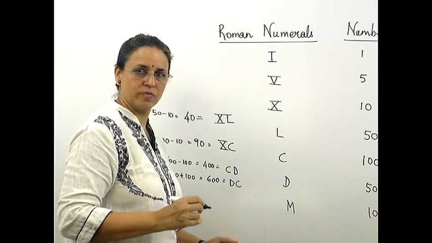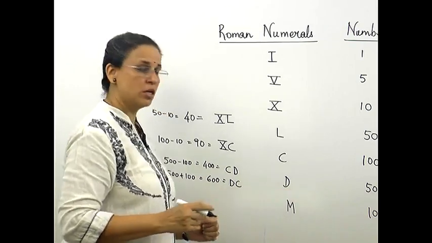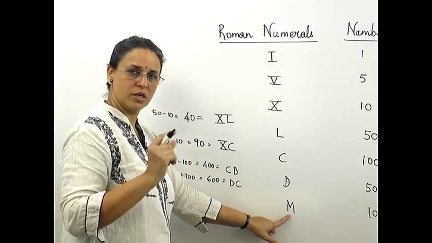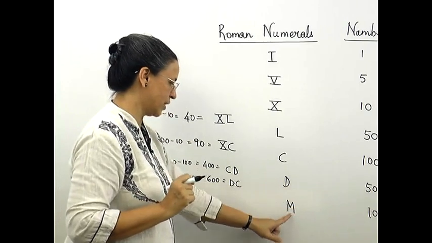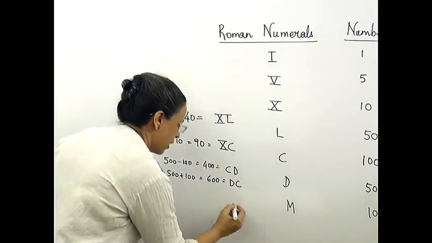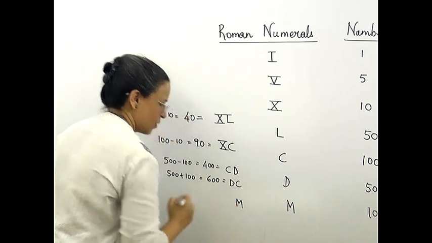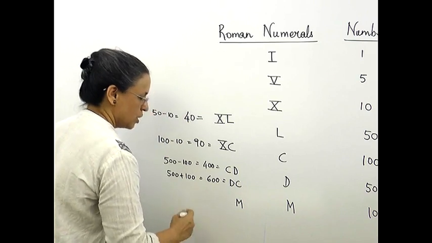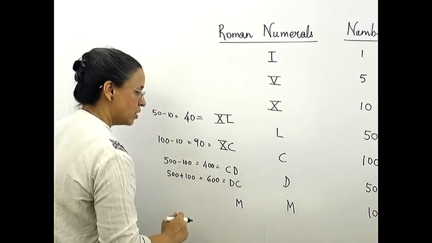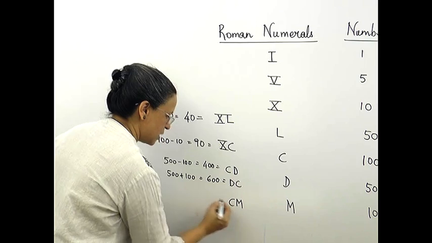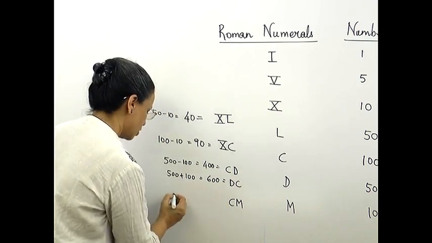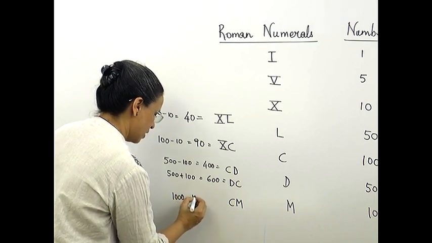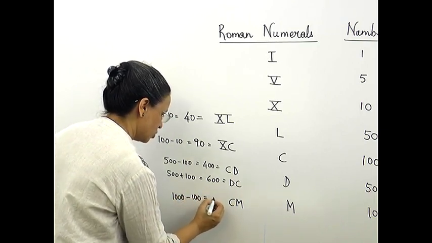Okay, 1000. Now 1000 is called mille, and that is why we have M. The number 1000 is shown by the letter M. So now here if I had written M, and from that I wanted to minus 100. So 1000 minus 100 would give me 900. So I could write CM, which will mean how much? 1000 minus 100 is equal to 900.